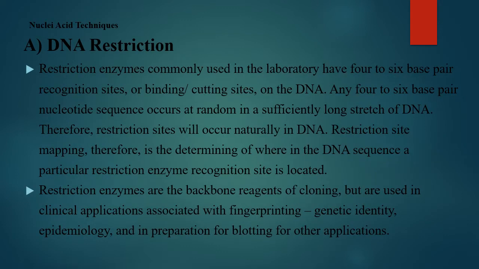Now, these restriction enzymes commonly used in the lab have 4 to 6 base pair recognition sites, or binding or cutting sites, on the DNA. So it's able to identify these cutting sites on the DNA. Now, any 4 to 6 base pair nucleotide sequence occurs at random in a sufficiently long stretch of DNA. So if you take a DNA, it will be cutting at sites of 4 to 6 nucleotides or base pairs. So as you go along the DNA, when it sees a restriction site, then it cuts it. So restriction sites occur naturally in the DNA.